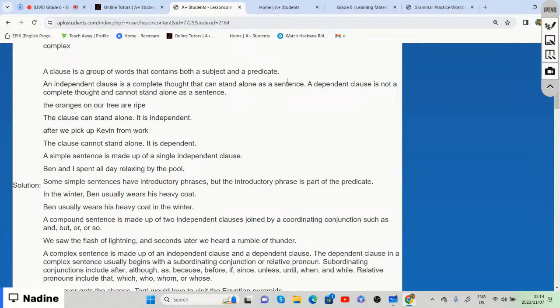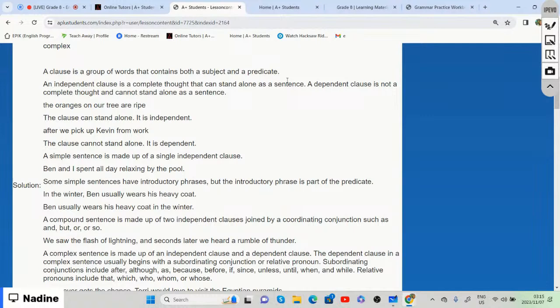And then we have another one that says, after we pick up Kevin from work. If you read that sentence again, after we pick up Kevin from work, it's like there's something missing, right? So what after we pick up Kevin from work? Which means that this is a dependent clause, right? Because it cannot stand alone. It needs an independent clause in order to make sense within a sentence.